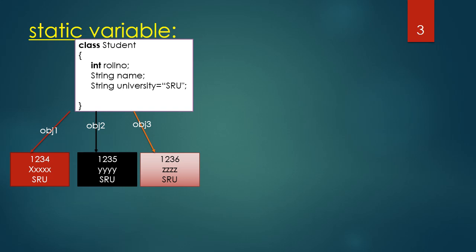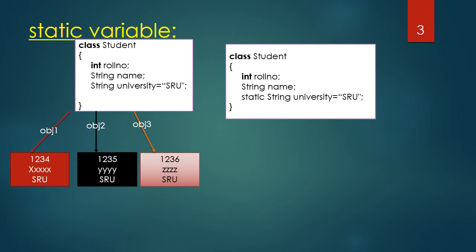In order to allocate memory only once to such common values, the university variable must be declared as static. Then, irrespective of the number of objects created, memory is allocated only once for the static variable. Since the university name is common to all students, here I declared that variable as static. So here three objects are created.